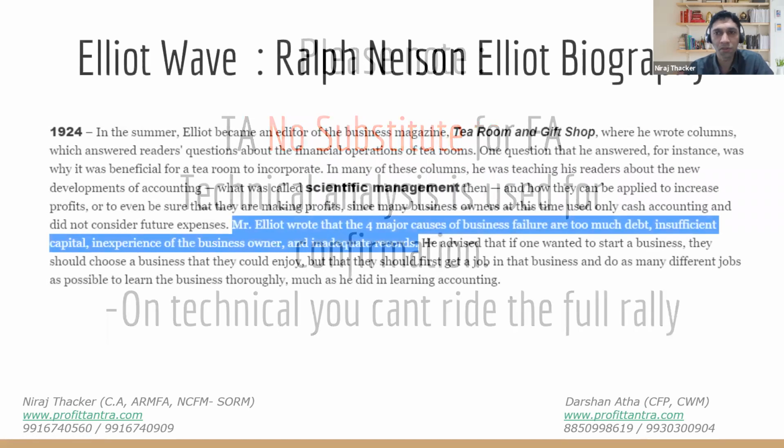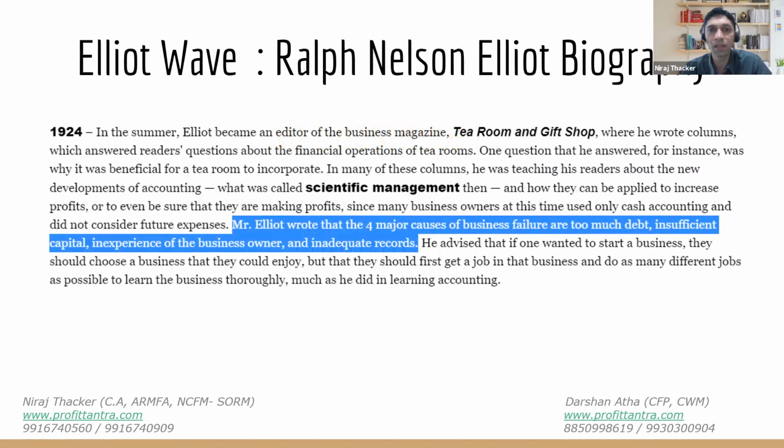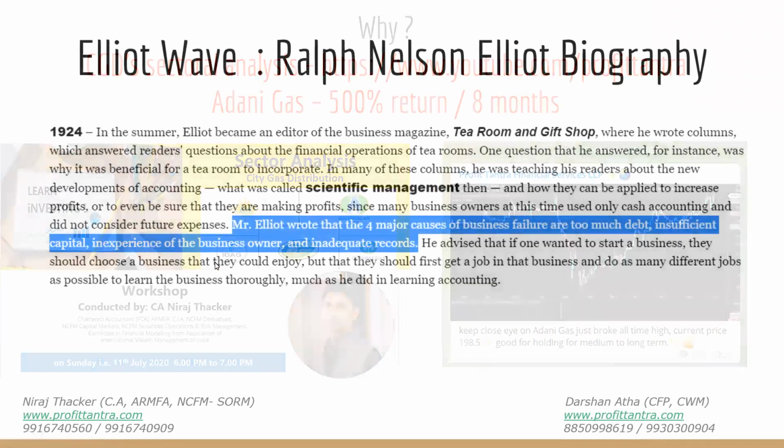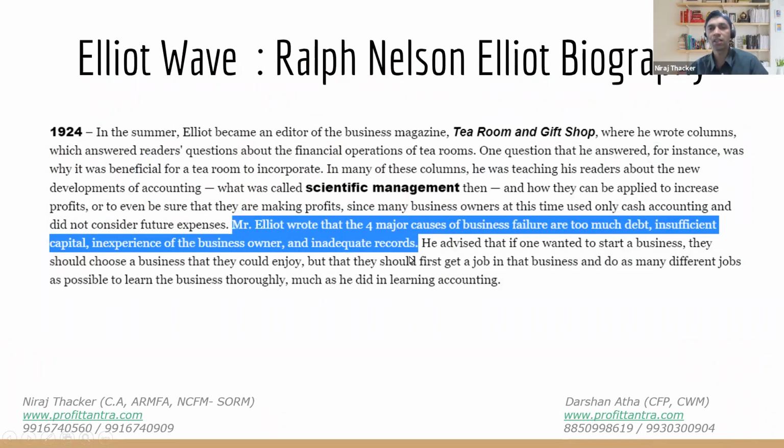For example, the Elliott wave is by Ralph Nelson Elliott. He himself was a very big fundamental analyst. In 1924 he wrote that the 4 major causes of business failure are too much debt, insufficient capital, inexperience of the business owner, and inadequate records. Many people know Elliott wave, but he himself was an advocate of fundamental analysis, though he used to do technical analysis. So always use technical as an add-on, because if you don't know the business, it is very difficult to ride the rally.